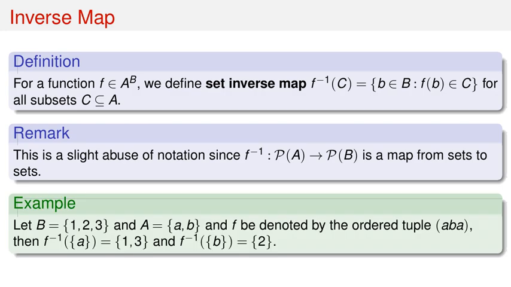For instance, if B is the set 1, 2, 3, A is the set {a, b}, and our function f is represented by the ordered tuple aba, meaning f of 1 equals a, f of 2 equals b, f of 3 equals a, then f inverse of the set {a} would be {1, 3}. And f inverse of the set {b} would be {2}.